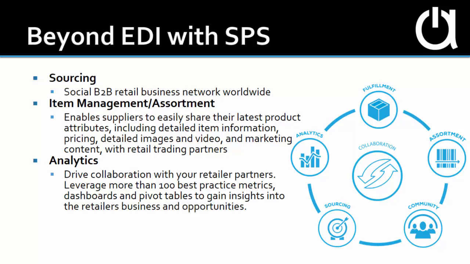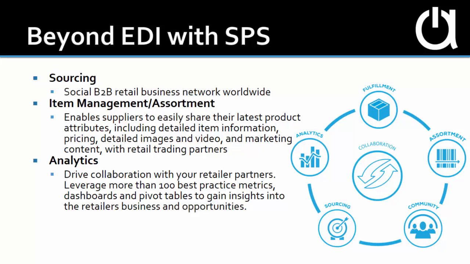So if you think about the life cycle of just what it takes to actually get that first EDI order sent, the buyer has to agree to something. There has to be some sort of sourcing agent. So SPS actually has a B2B retail business network, retailuniverse.com, where retailers are actually searching for new suppliers and vendors as they diversify their .com websites to really try to compete with Amazon. So that's one place.